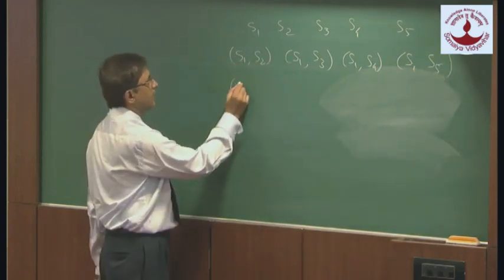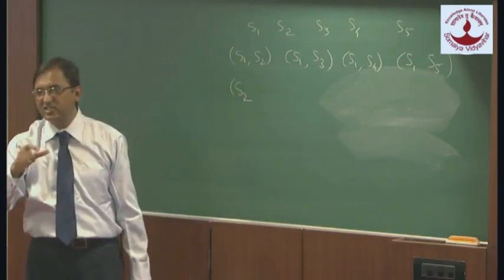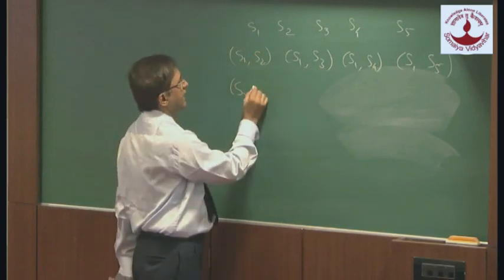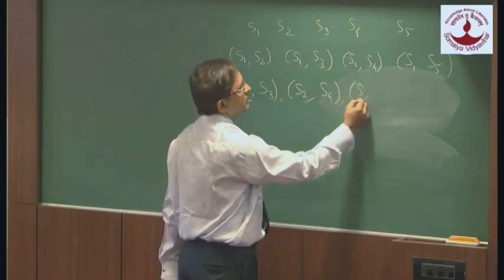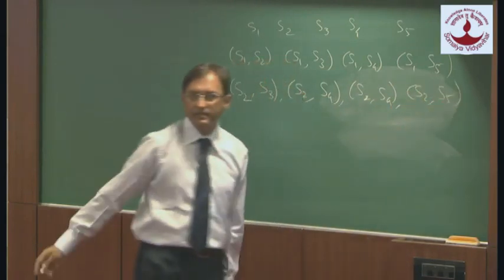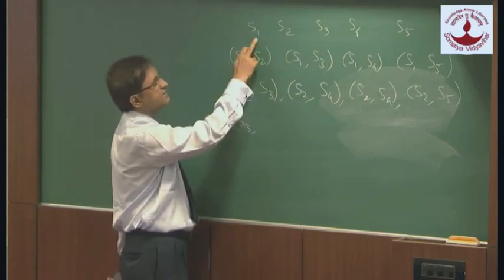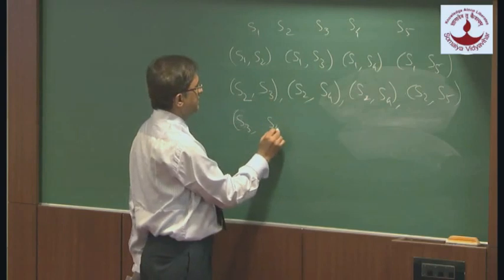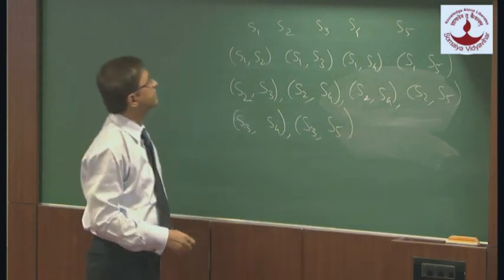Again, either I select S2. With S2, there is no point in selecting S1 because that particular selection or combination is already considered, so you will not get into it. So with S2, I can select S3. With S2, I can select S4. With S2, I can select S5. Am I right? On the similar line, with S3, I will not consider S1 or S2; I will consider S4, am I right? S3, S5, is that okay?